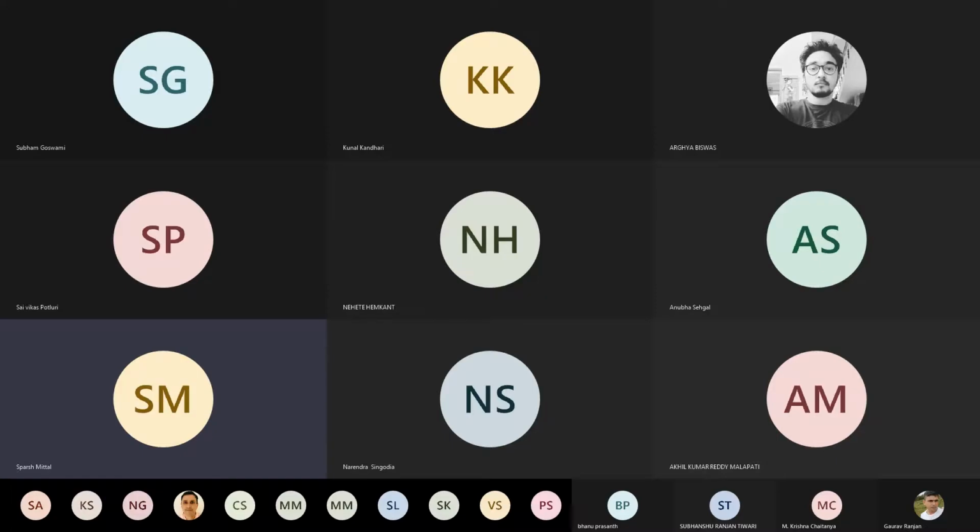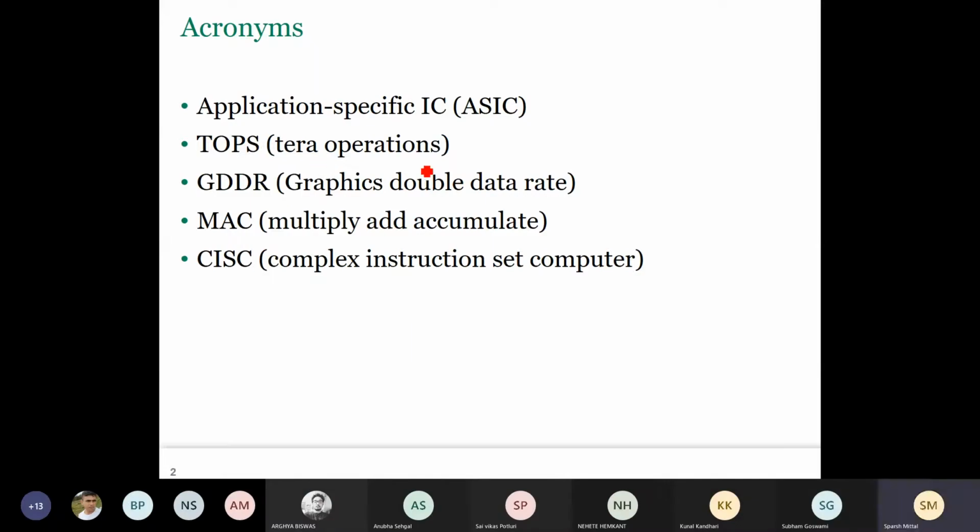These are the acronyms we'll use. TOPS is the number of tera operations we'll do. GDDR is a type of DRAM. MAC is multiply, accumulate. And CISC is complex instruction set computer.